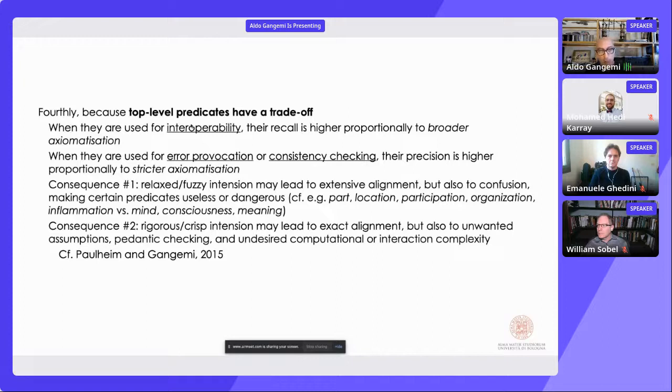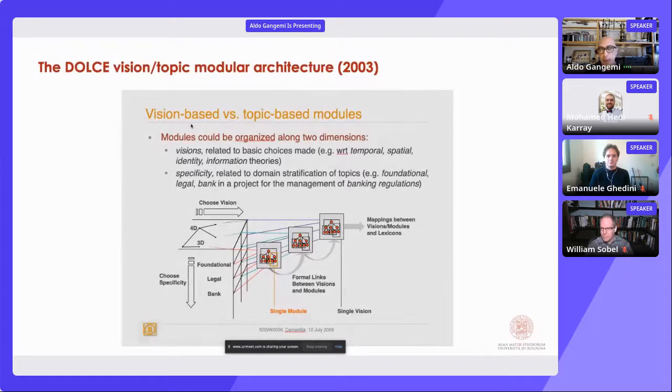The second consequence is that if you have a crisp intention, a very rigorous one, this may lead to exact alignment, but also to unwanted assumptions sometimes. You impose some pedantic checks. This was an experience we had when aligning the DBpedia data, not only the ontology, to Dolce. And actually, we had to make some approximations in order to make things work acceptably.